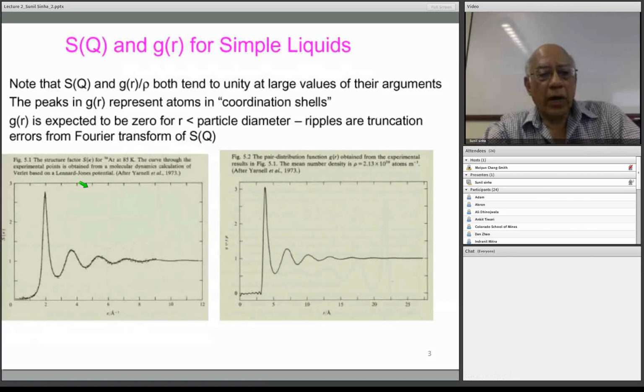This is to remind you again of the thing that we measure. This is basically the scattering function S of Q for an amorphous system. Or actually, in this case, it's liquid argon. I showed this last time. And here's the corresponding pair distribution function. This can be measured at any length scale. This is a liquid, so the length scales here are atomic.